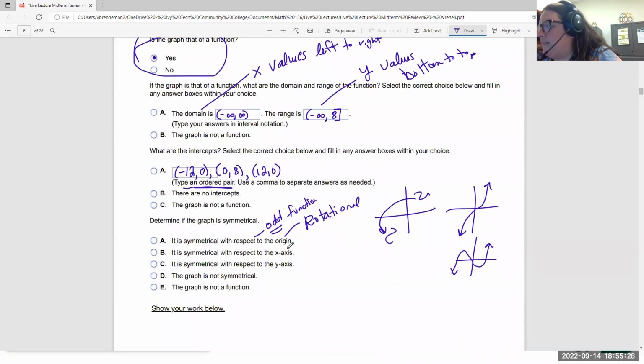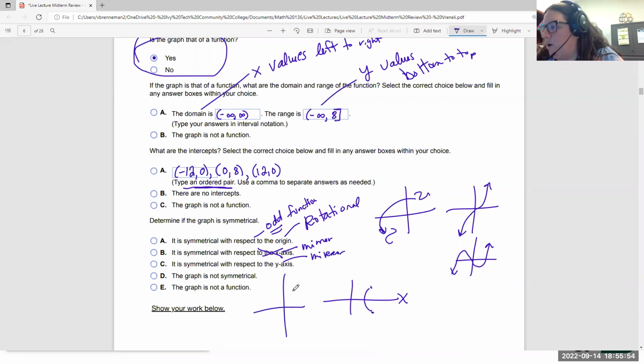Symmetry with respect to the x-axis is where the x-axis would be the mirror. It would be a reflection. And that is never going to happen with a function, because that would mean I have to have the piece above the x-axis, the matching piece below the x-axis, and those immediately fail the vertical line test. Y-axis, though, so now the y-axis would be the mirror.